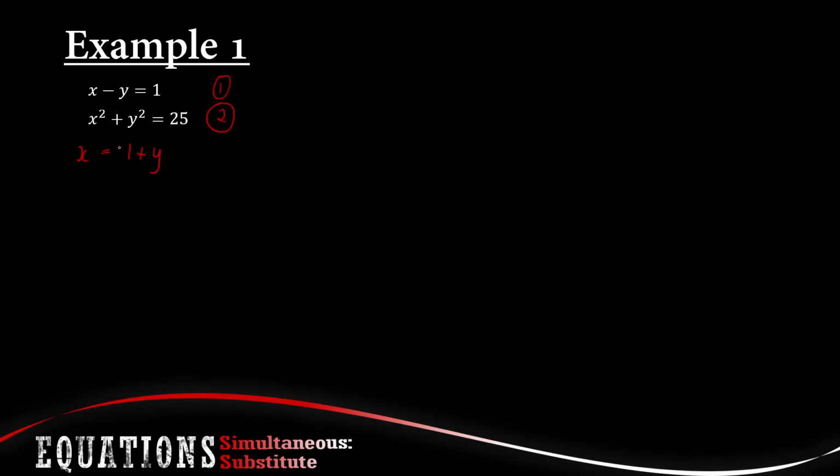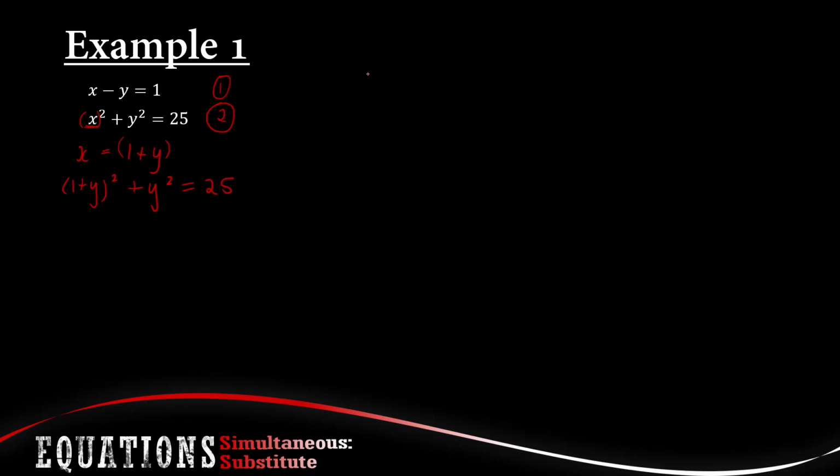Okay, and then once we have x in terms of y, we move on to the second equation, and we basically substitute this wherever we see x. So instead of x in my second equation, I write 1 plus y. So I have 1 plus y all squared plus y squared equals 25. All right, now what's left is to actually just solve for y in this equation.